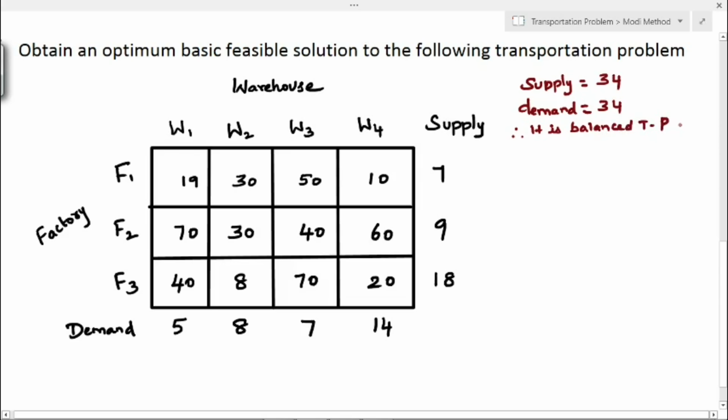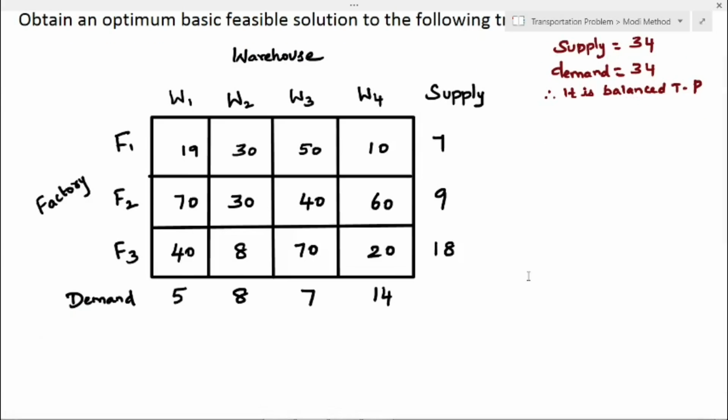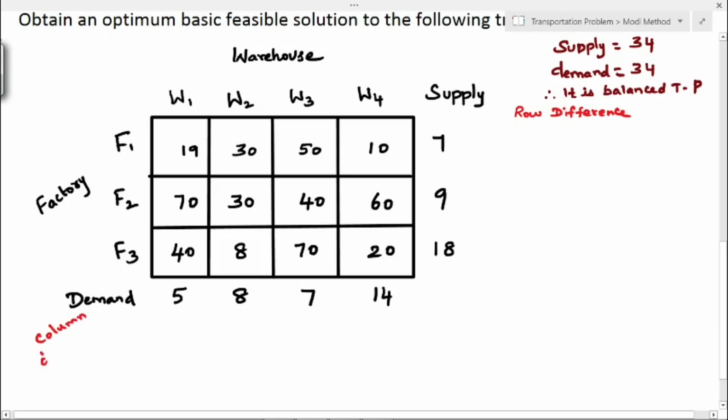Next we have to find an initial basic feasible solution. For that we have to use Vogel's approximation method. This Vogel's approximation method I have already explained and posted a video. So first we have to find row difference and column difference. First we find the row difference, and next the column difference. We have to select the two least values and find the difference.